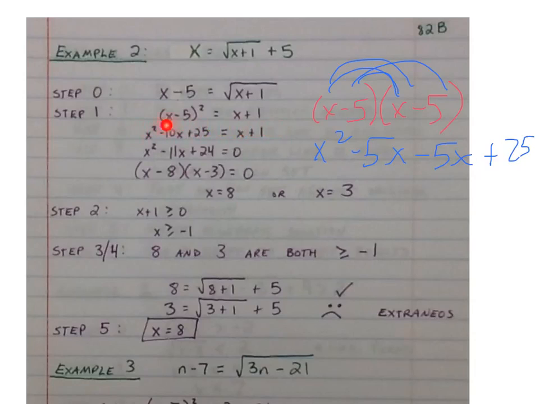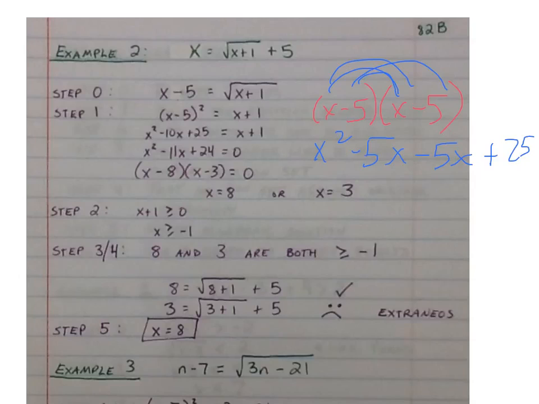We notice it's a quadratic, so in the process of solving a quadratic, it's best to put it into standard form. So I subtracted x from both sides, and I subtracted 1 from both sides. And now that it's in standard form, I can try to factor it. This particular example does factor. So it gives us the answers x equals 8 or x equals 3.